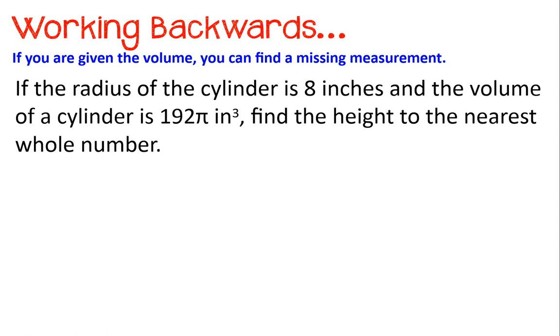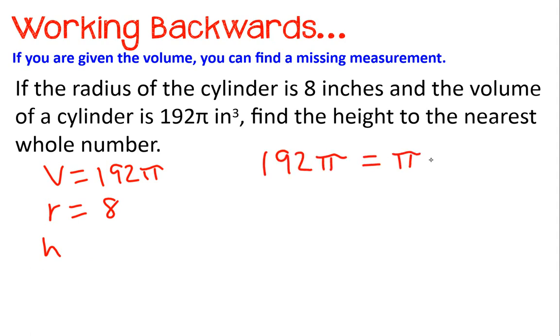If the radius of a cylinder is 8 inches and the volume of the cylinder is 192 pi cubic inches, find the height to the nearest whole number. Right? So my volume is 192 pi, my radius is 8, and my height is, I don't know. So we start filling that in here. So 192 pi equals pi times radius squared times height. Keep everything the same except for your square value. Compute that first.